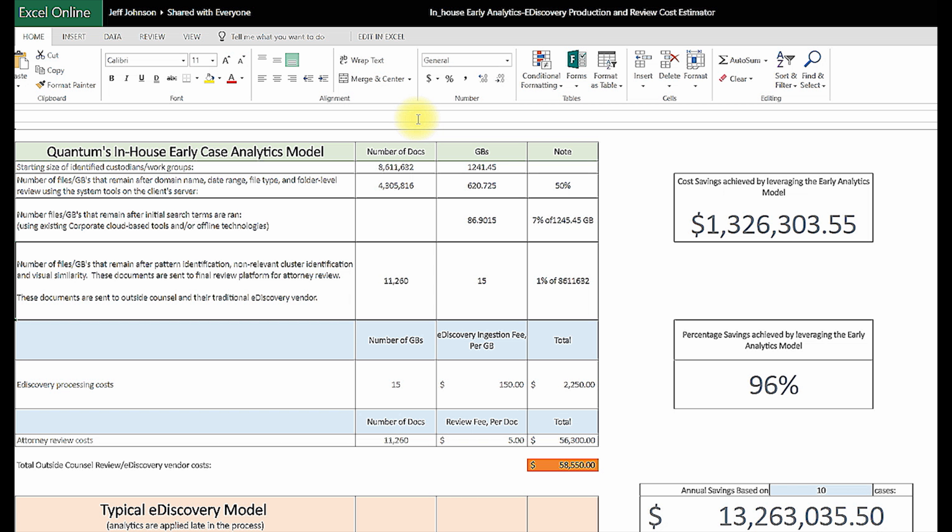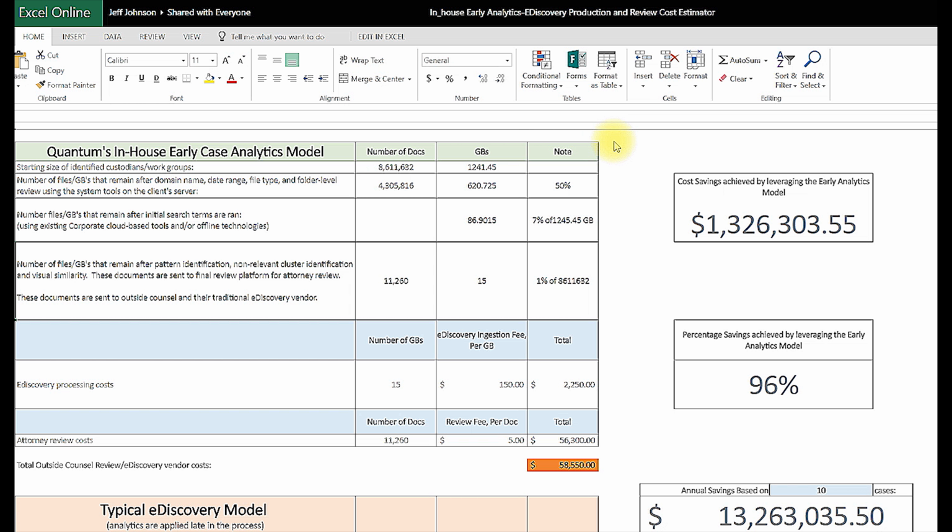So in-house early analytics moves analytics all the way up to the beginning of the e-discovery process and ensures that you're not sending tens, if not hundreds of thousands of non-relevant documents to outside counsel for review. And this spreadsheet really does illustrate and firm up the difference from a financial perspective as to what happens when you use early case analytics on your cases. So with that, let's dive right into the model.